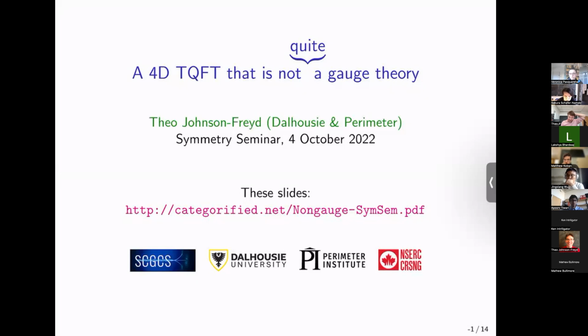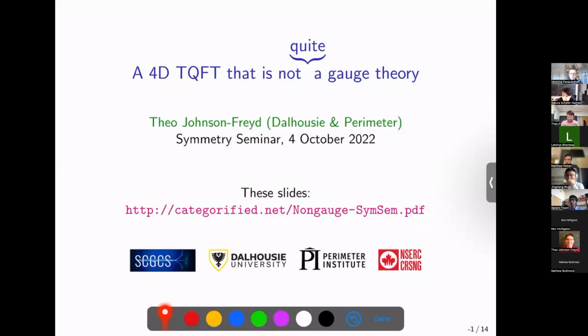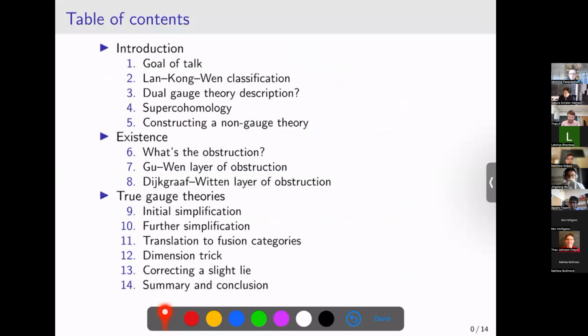If you want to go through these slides at your own pace, they're online, and there's also a link from my website. I have 14 actual contentful slides. I'm going to tell you exactly what the title says: a 4D TQFT which is almost but not quite a gauge theory. Here's the complete list of content slides. I'll say some words about the main point of the talk, and then the rest of the talk is technical details that you can ignore if you decide to. So let me dive in.